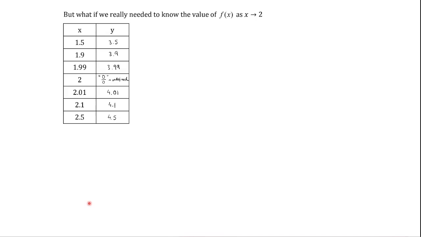And so basically what we have done is that we have divided our function into the values approaching 2 from the left, right? And the values approaching 2 from the right. And this is what is known as our one-sided limits, okay?